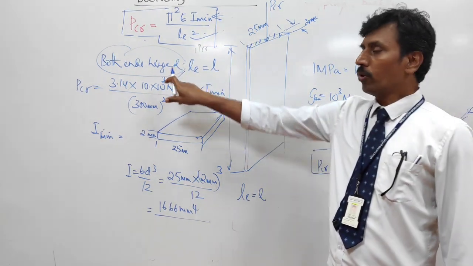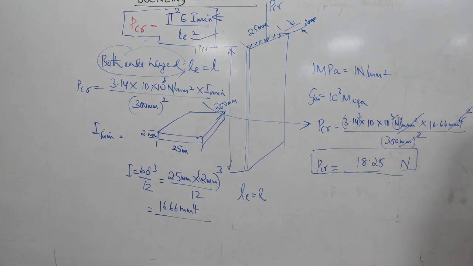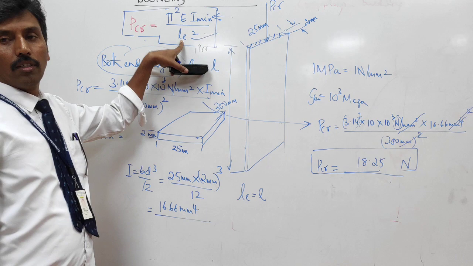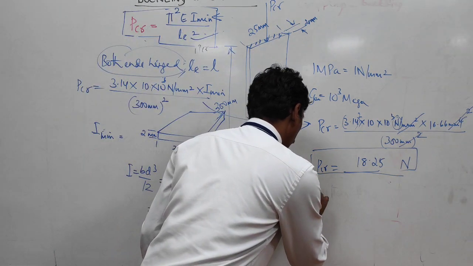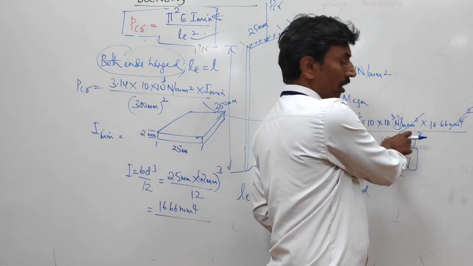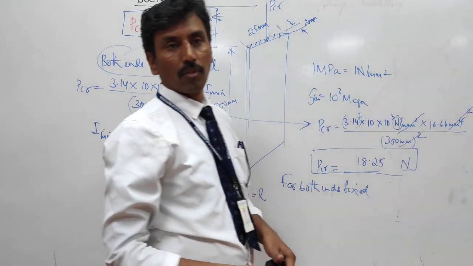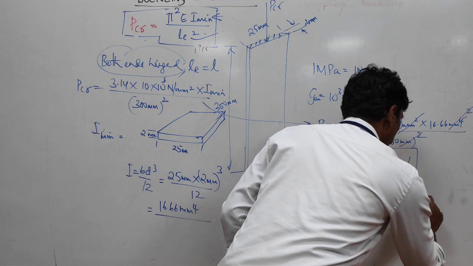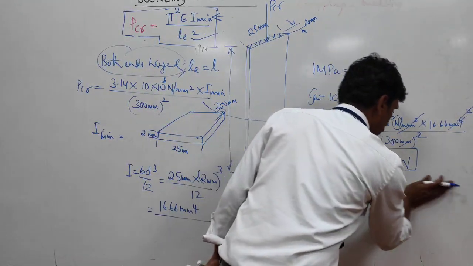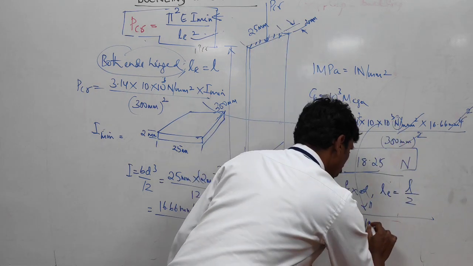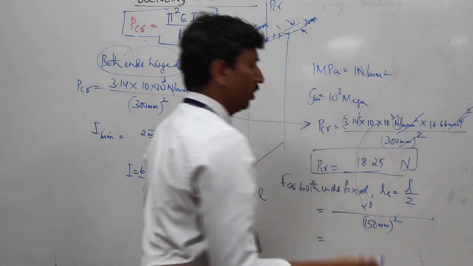Suppose somebody asks, what would happen if both ends are fixed? Will it take more load or less load? More, definitely it will take more load because here LE will be L by 2. So for both ends fixed, you have to multiply by this 300 square and divide by 150 square. For both ends fixed, LE is equal to half L or L by 2. Same equation only, everything remains the same. Only what changes is that you are dividing by 150 mm square, which is half of it.